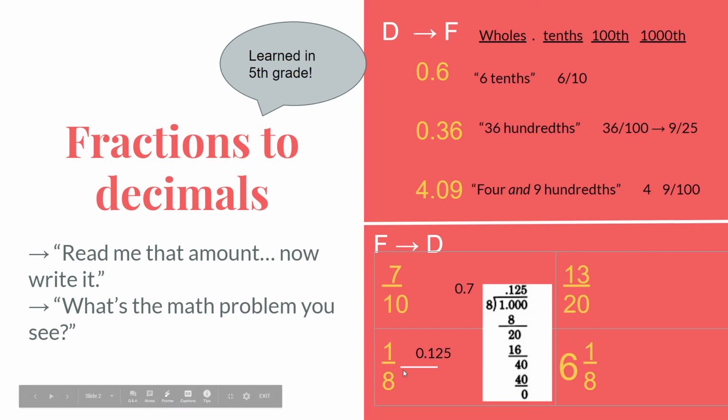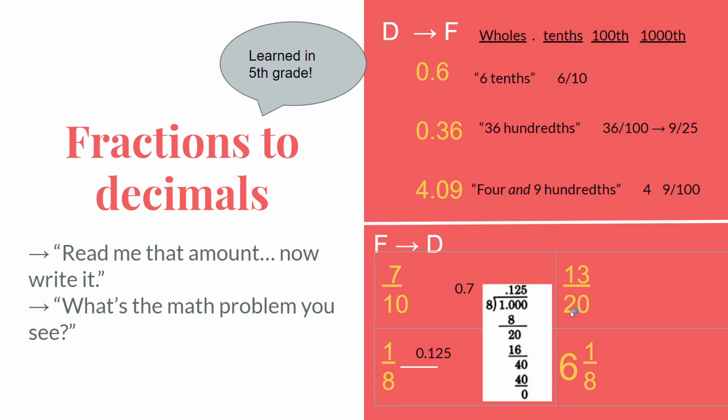especially when they get to 3/8, they can, instead of doing 3 divided by 8, which will take a long time, and most kids don't like division as much, they can just do 1/8, 0.125, times 3. And they like that a lot better.